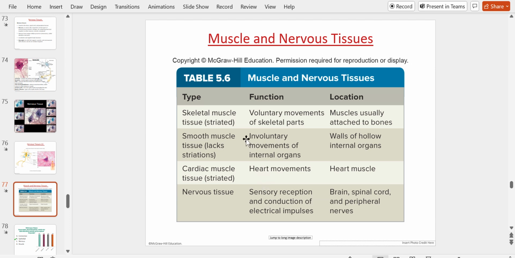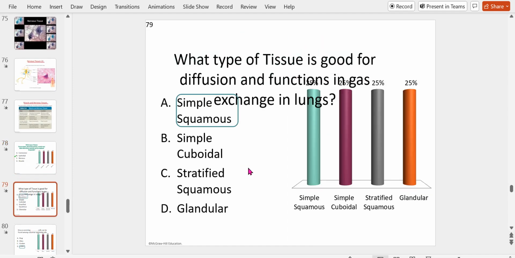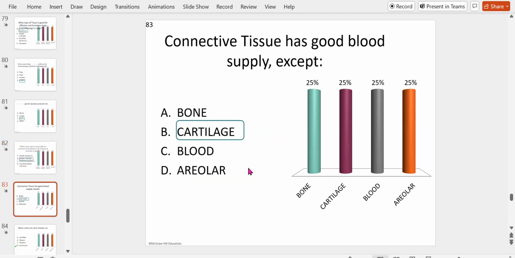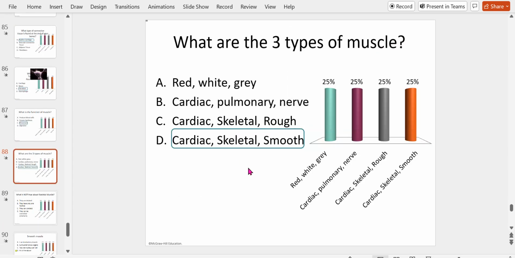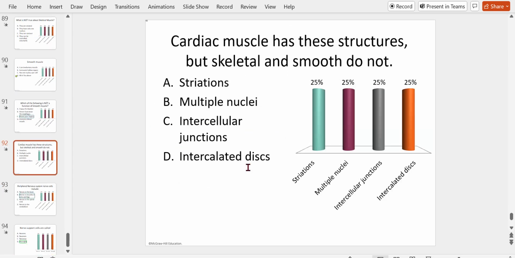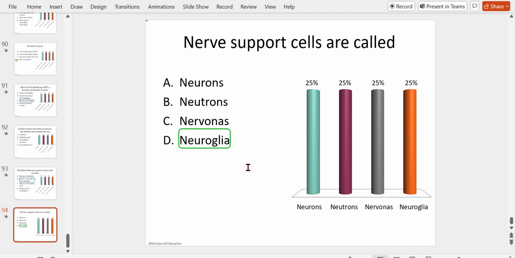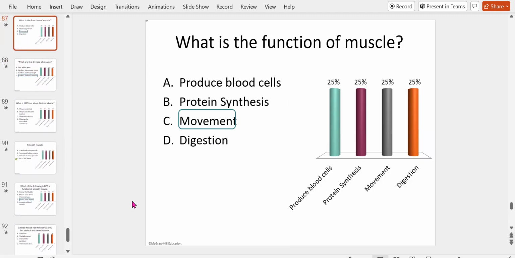Muscle and nervous tissue, just some functions and locations. I would know this one here. There's your three kinds of muscle and nervous tissue. And then we're just into questions here. So please feel free to try as many of these questions as you can. Go back and have a look at them. If there are any issues, let me know.